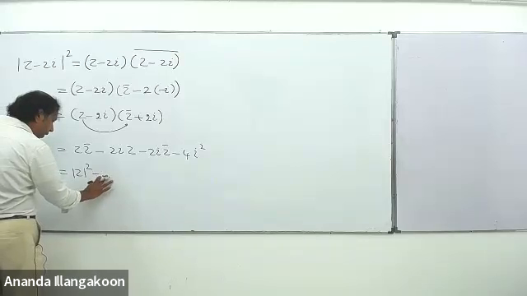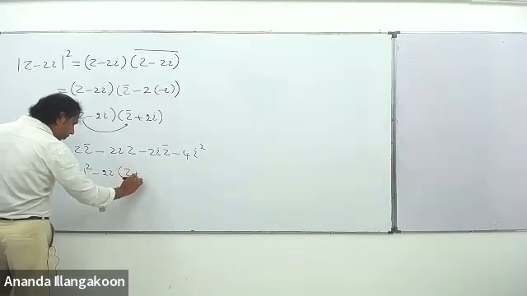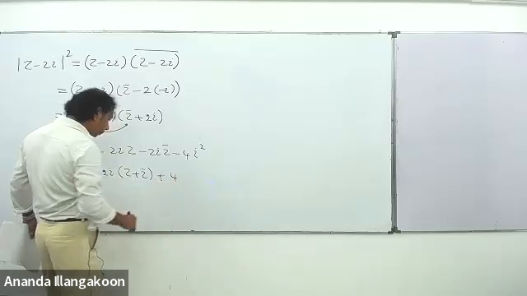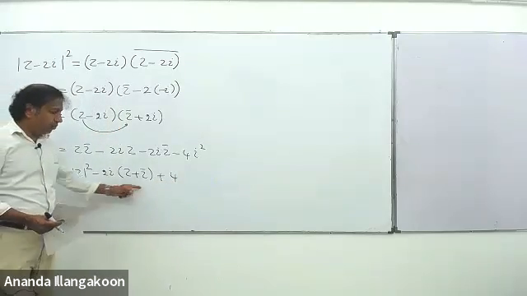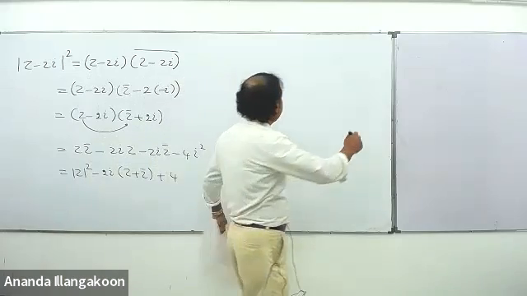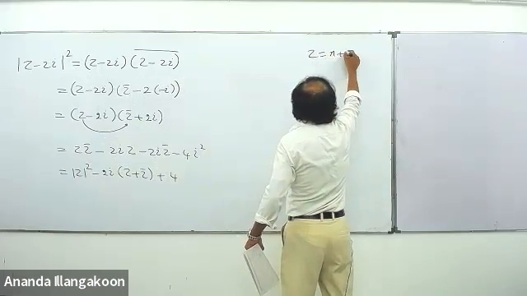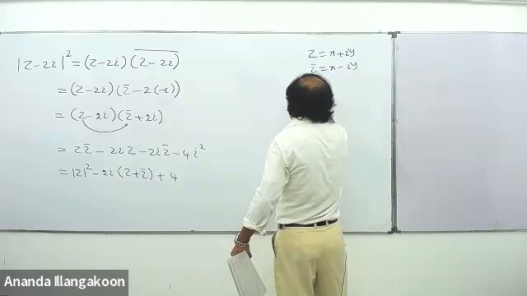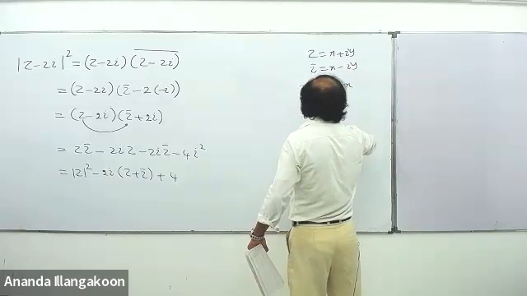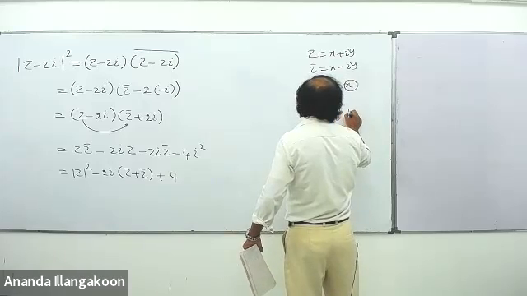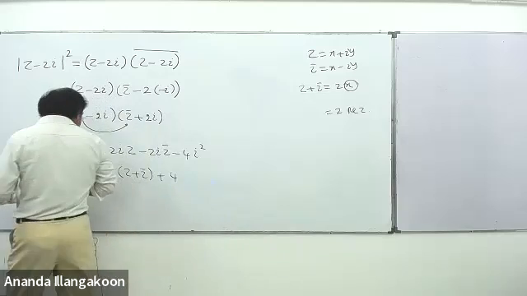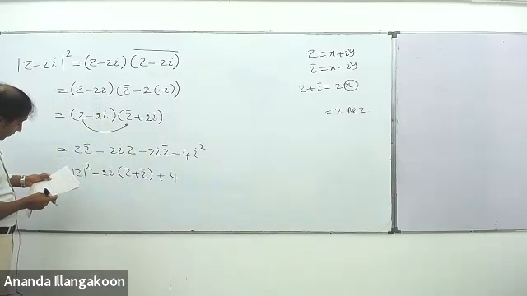Take 2I out. We get Z plus Z bar. I squared is minus 1, plus 4. What is Z plus Z bar? If I take Z as X plus IY, Z bar is X minus IY. Z plus Z bar is 2 times X, 2 times the real part of Z.